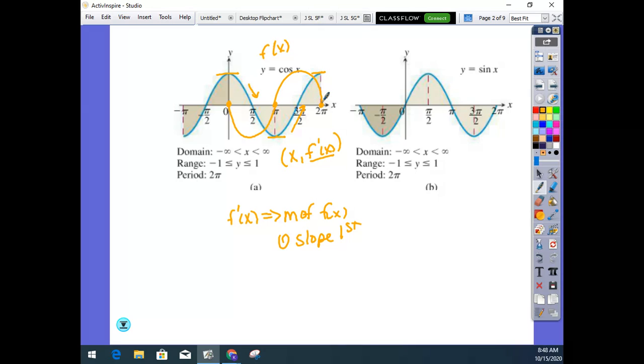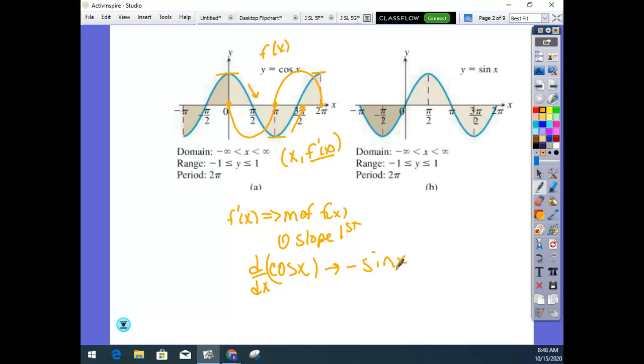So if you notice, we know sine goes up and then down. This is going down and up. The derivative of cosine is just negative sine.